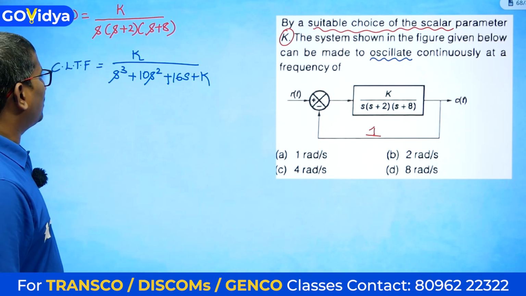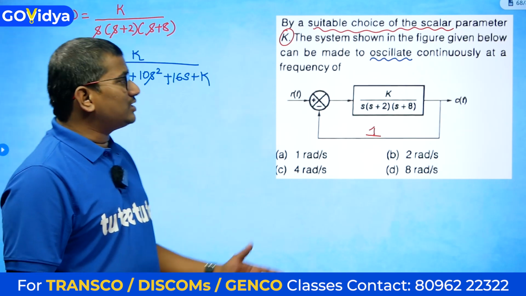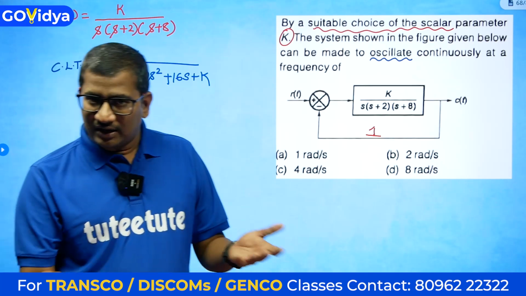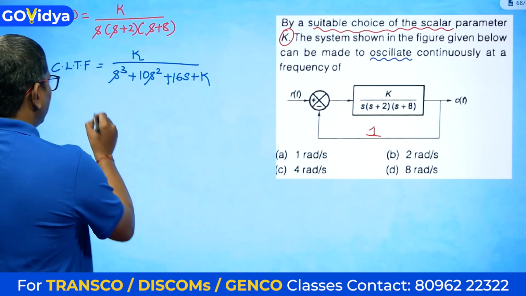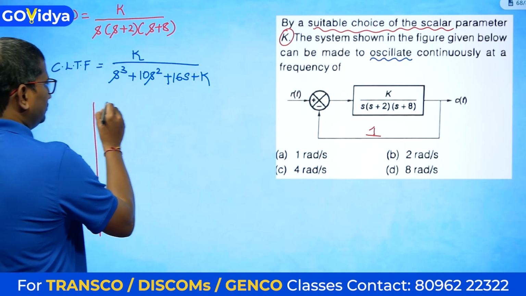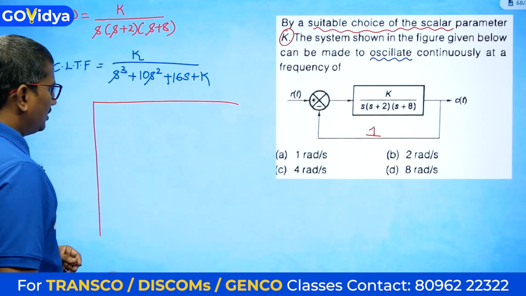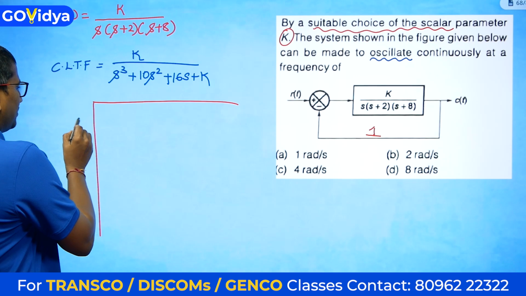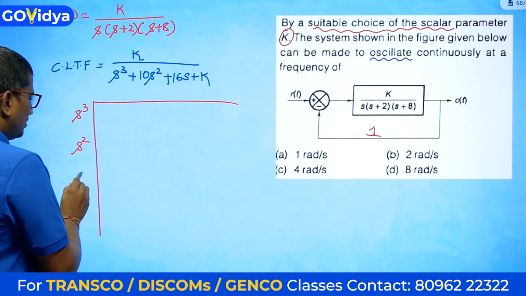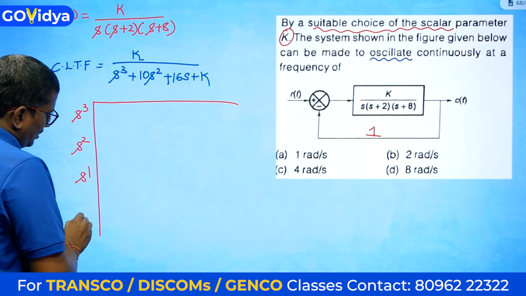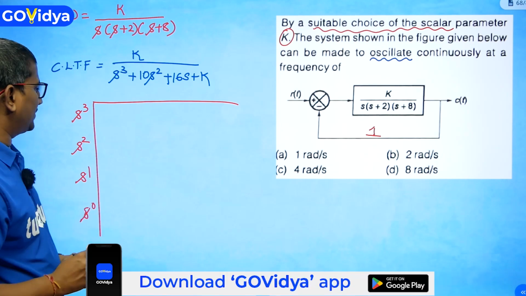Now what are they asking? Frequency of oscillations. For a second order system we can directly find it, but for a third order system, how to deal with that? Use the RH criteria. What is the RH criteria indicating? First s cubed, s squared, s to the power of 1 and s to the power of 0.